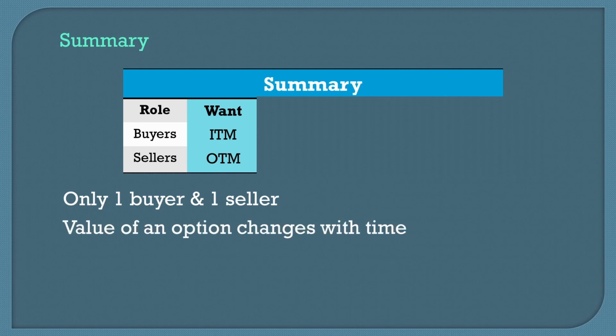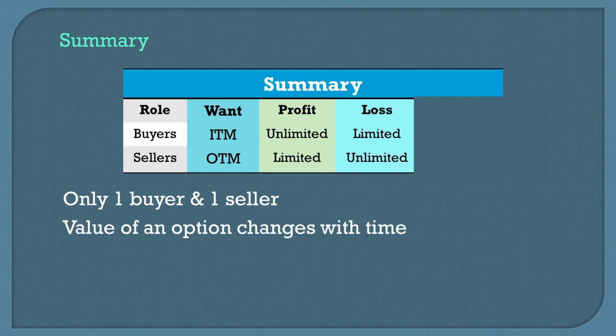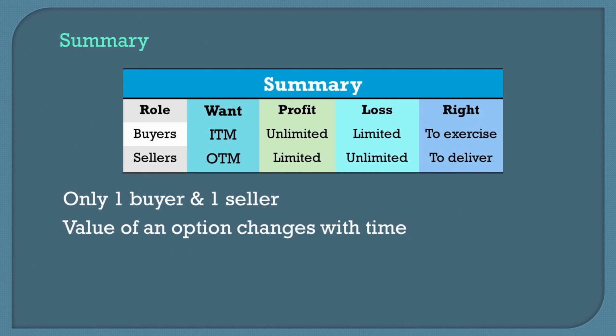An option that moves in the money will be worth more, where an option that moves out of the money will be worth less. For buyers, their profit is unlimited and their loss is limited. For sellers, their profit is limited and their loss is unlimited. Buyers have the right to exercise an option before expiration, and sellers are required to deliver the shares. Do keep this in mind, and always remember you can exit your position early by selling it away to someone else.